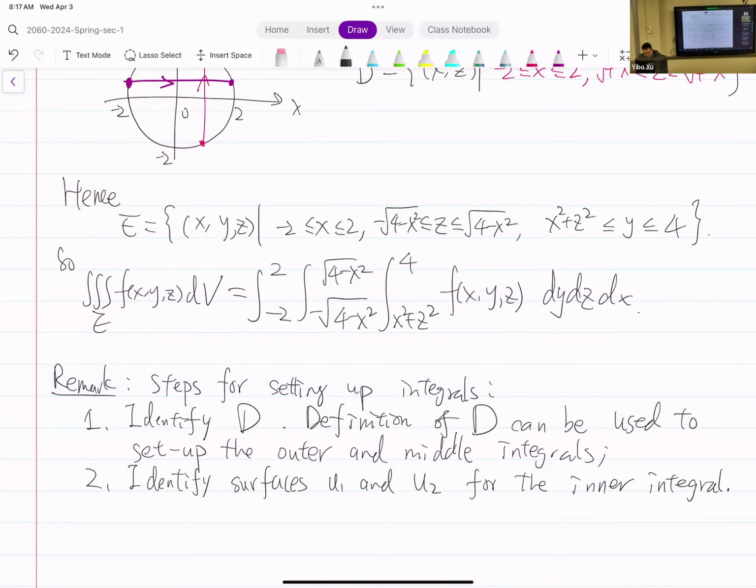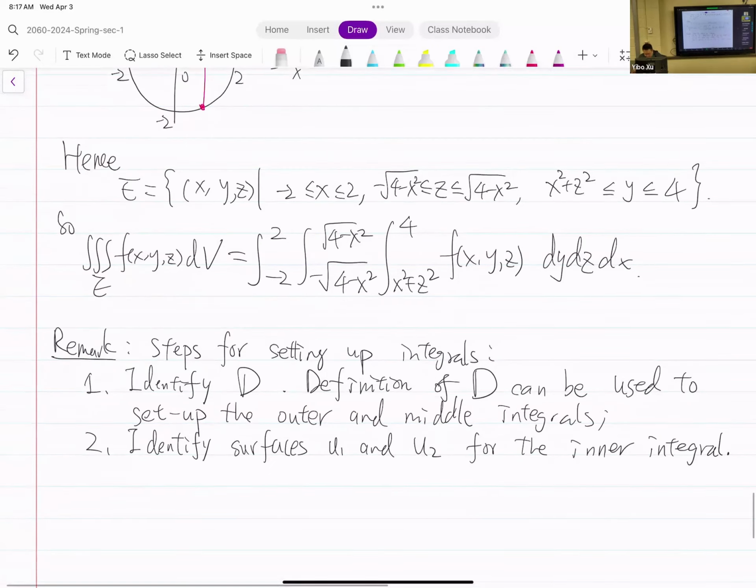So basically, when you try to identify the region D, you must decide the plane that you're projecting the solid onto. That tells you that you have to decide two variables, and then the last variable will be cut between U1 and U2, which are functions in the original first two variables. So the key components are, of course, the region D and the two bounding surfaces.